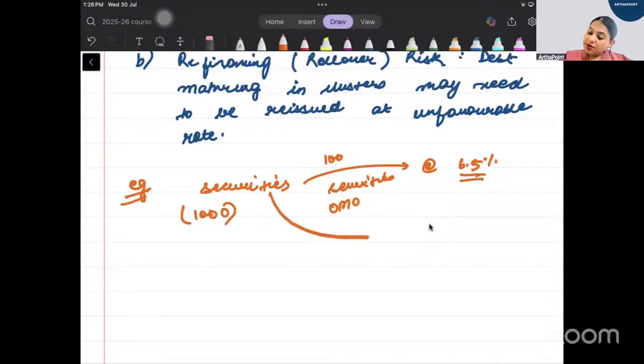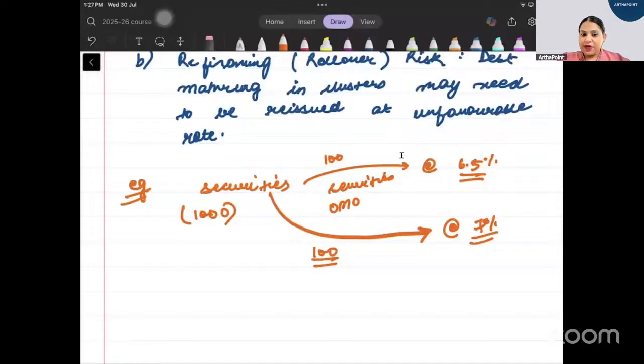Now, sometime later, government issues another 100 securities. This time the government realizes that the interest rate in the market has increased. So if I offer 6.5%, no one will buy from me because they're getting a higher interest rate on their FDs. FD में उनको ज़्यादा return मिल रहा है. So what the government does is that it offers the next 100 securities, but at 7%.